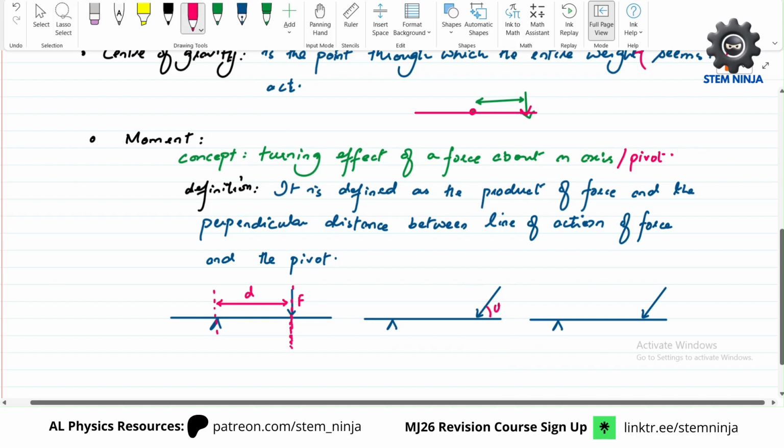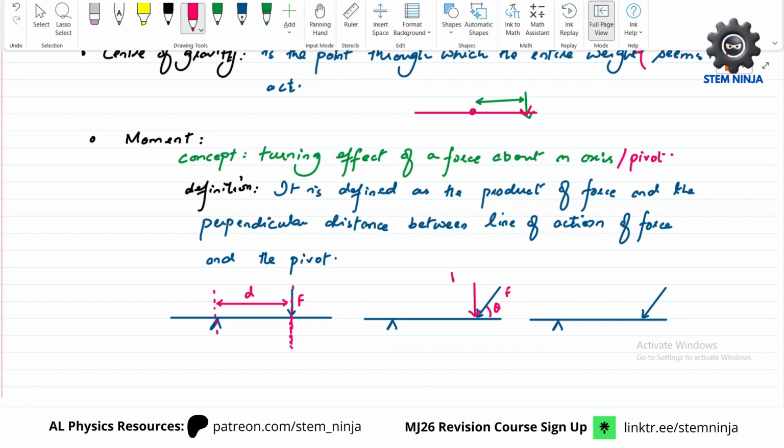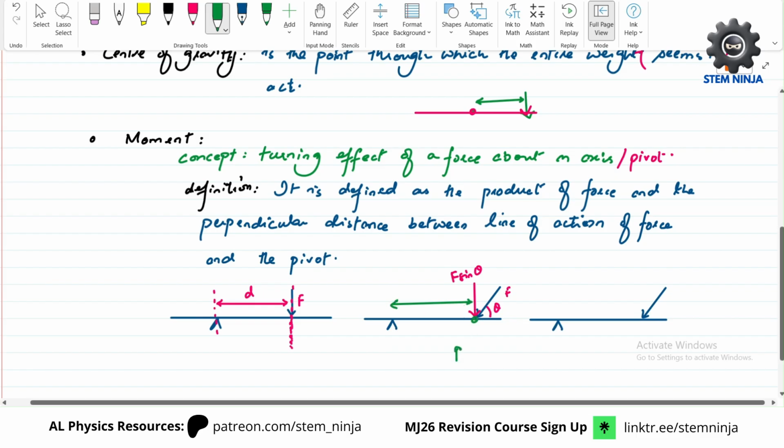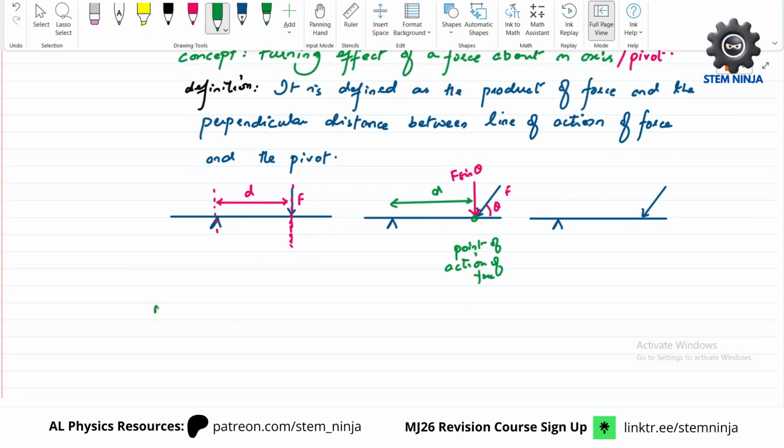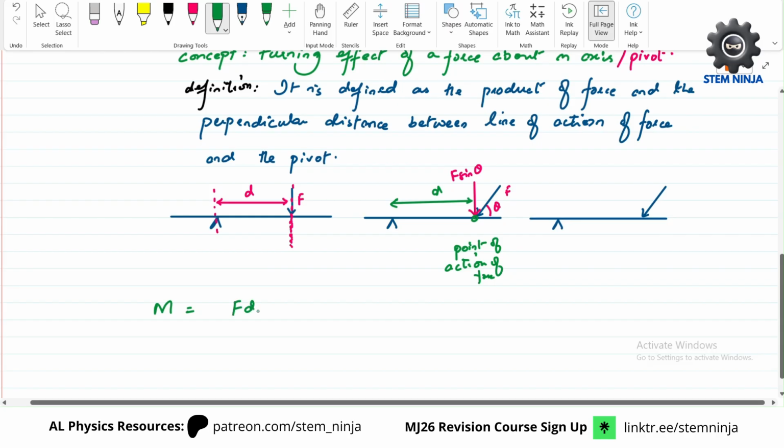One thing we can do, if we have theta, is find the component of that force, so F sine theta, and then multiply that with the distance between the point of action of force and the pivot. Let's call this D. So the moment over here is FD. Over here, this would be F sine theta times D, which would be written as FD sine theta.